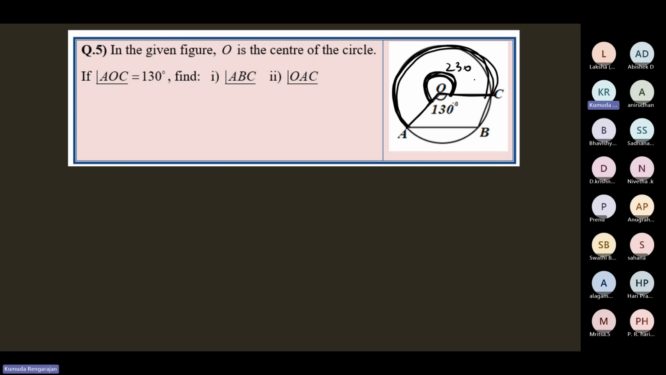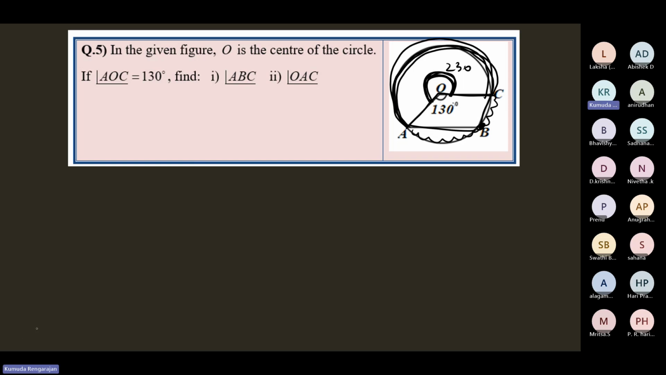Now take a point not on this arc, on the remaining part of the circle. So this is the remaining part of the circle, and B is a point on the remaining part of the circle. The same major arc AC subtends ABC at the point B on the remaining part of the circle. Remaining part of the circle meaning not on that arc itself. That point B should not be on the major arc itself.